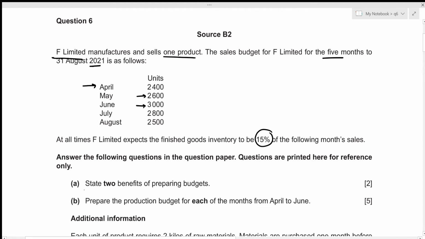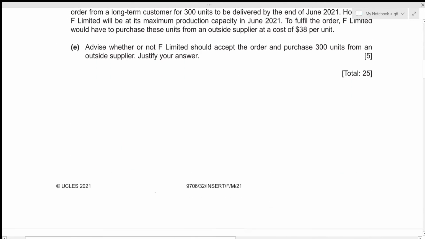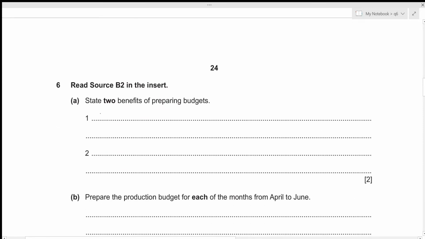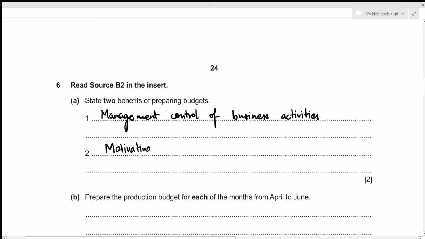Now, for the first part of this question, we need to state two benefits of preparing budgets. The very first one is that it helps in the management control of business activities. Let's write it down. So management control of business activities. And secondly, budgets could motivate the departments to meet their targets. So that's motivating departments. This concludes the first part of this question.